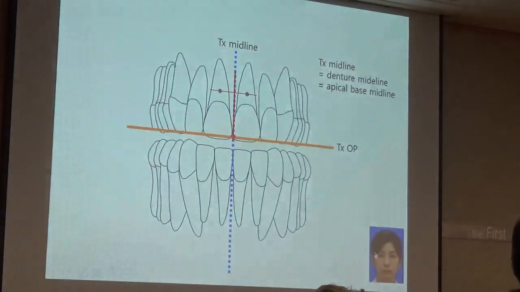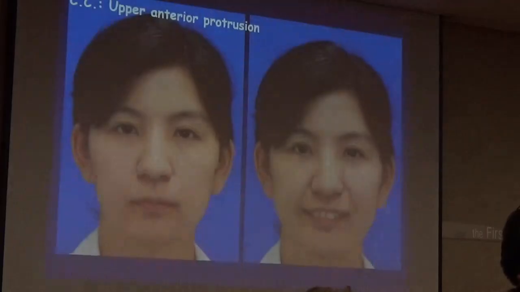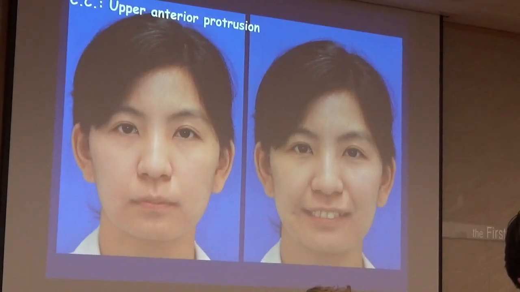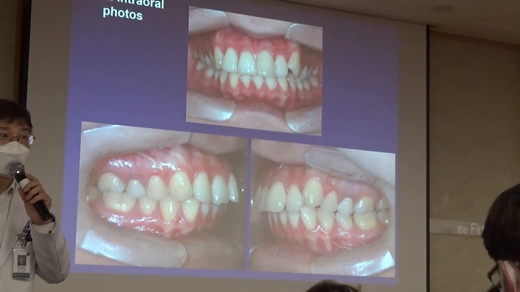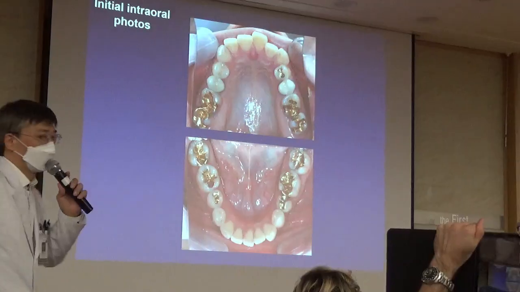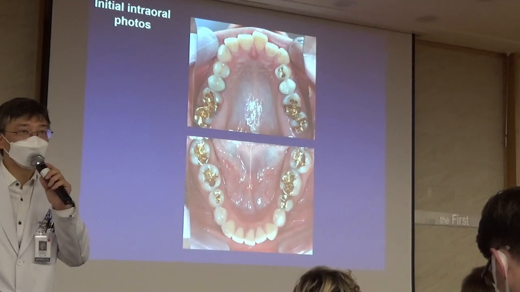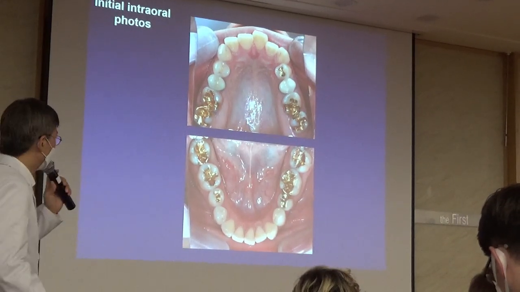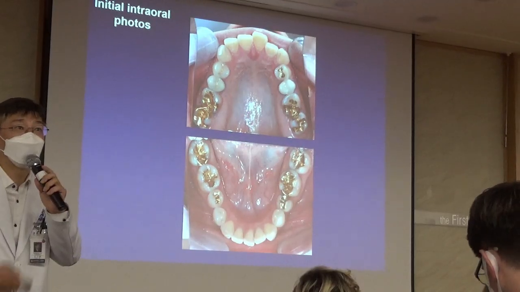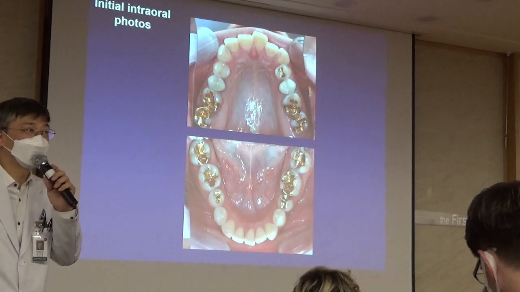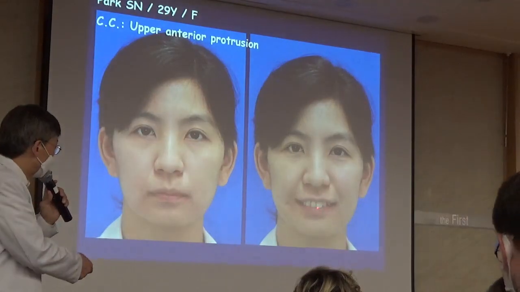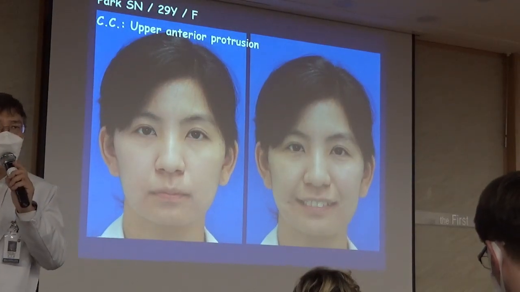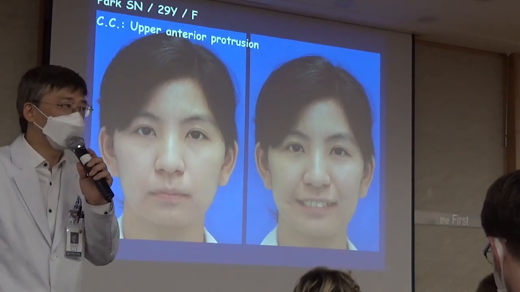Here's an example. Very simple case. 29, lady, mild crowding. Okay? What are you going to do? You put the braces, align, start alignment. Is that correct? I don't think so. Okay, what about the midline? You like it? Yes, I like it. Exactly on the same line.